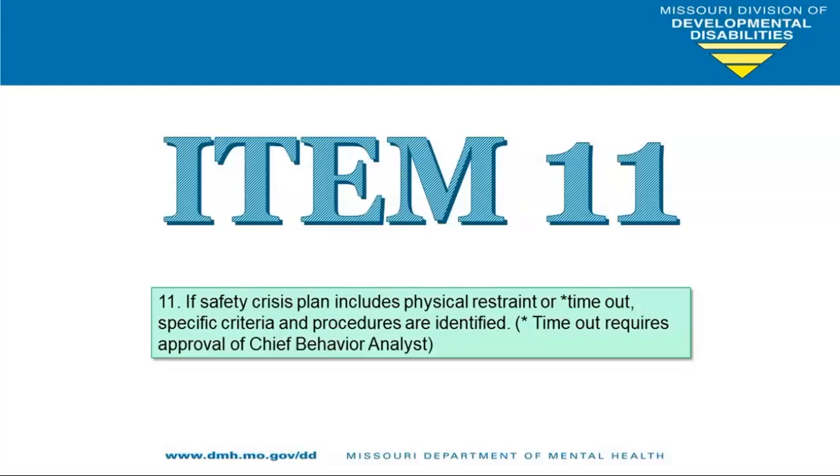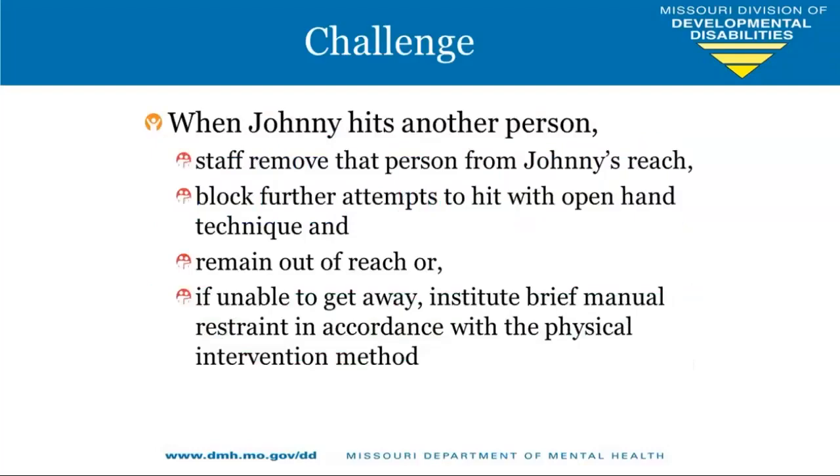And we're going to jump to the challenge because we previously defined safety crisis plan and understanding that. So don't think we didn't put stuff in, but we included it previously as to what elements would constitute a safety crisis plan. And this is a challenge to see if it meets, in fact, that requirement of item 11, physical restraint, timeout specific, and procedures are identified. So we'll give you a moment to kind of address this, and we'll be back.